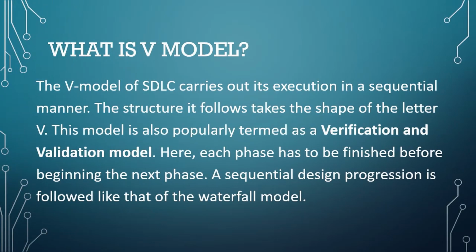What is the V model? The V model of SDLC carries out the execution in a sequential manner. The structure it follows takes the shape of the letter V. This model is also popularly termed the verification and validation model. Here, each phase has to be finished before the beginning of the next phase. A sequential design progression is followed, like that of the waterfall model.